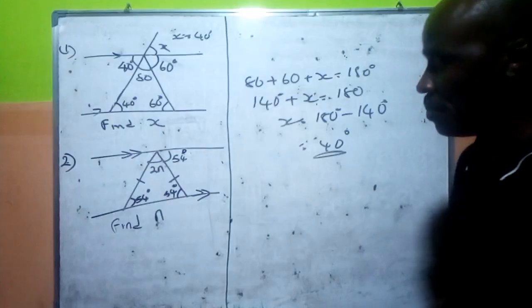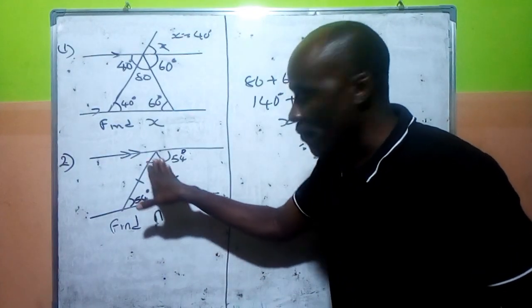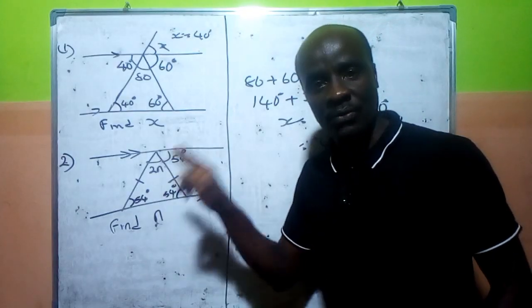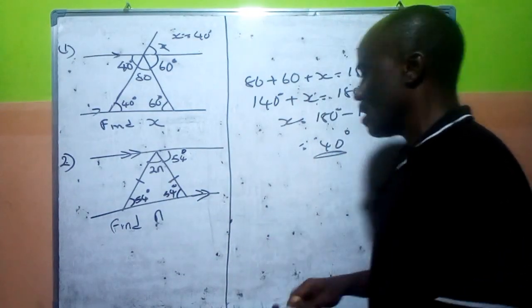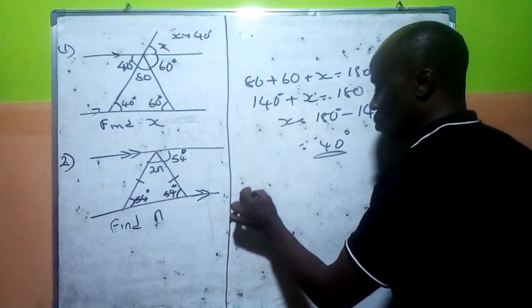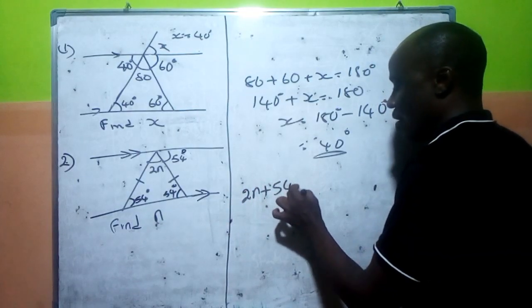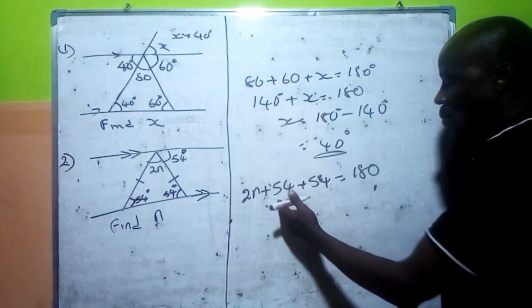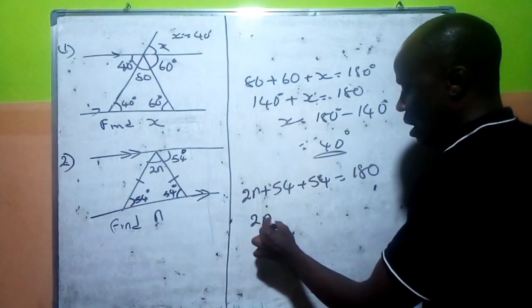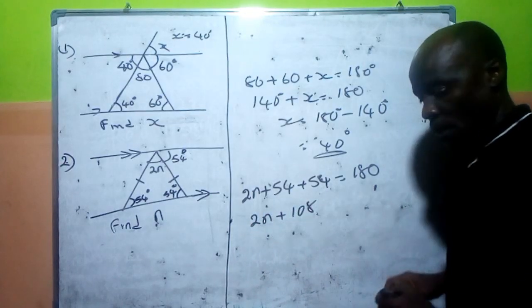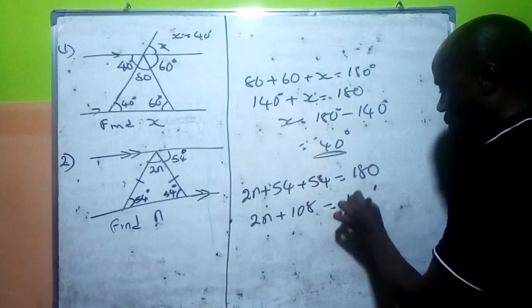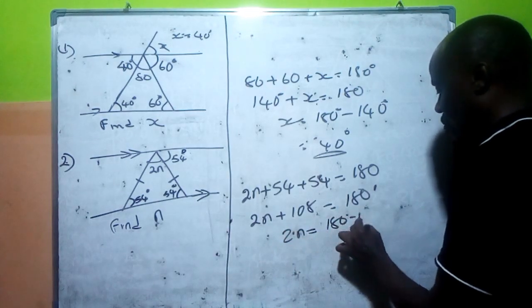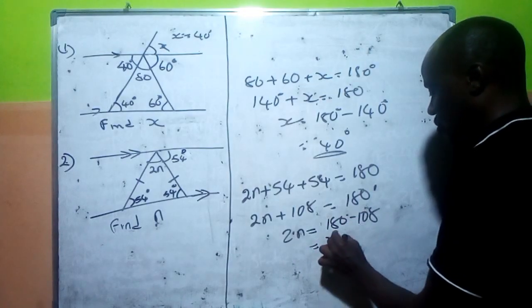If it's 54 degree, and the sum of angles of a triangle is always equal to what? 180. Note that the sum of the angles of a triangle is always equal to what? 180. Now if it's 180, that is to say 2n plus 54 plus 54 will give us 180. When we add up these two together, we have 2n plus 108, then equal to what? 180. Then we say that 2n will then be 180 minus 108. That will give us 72 degrees.